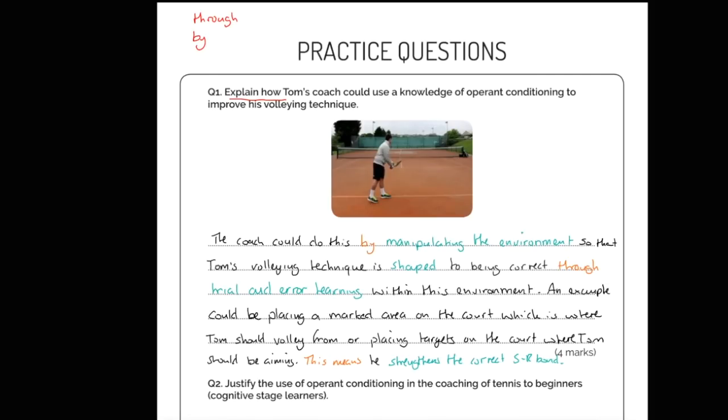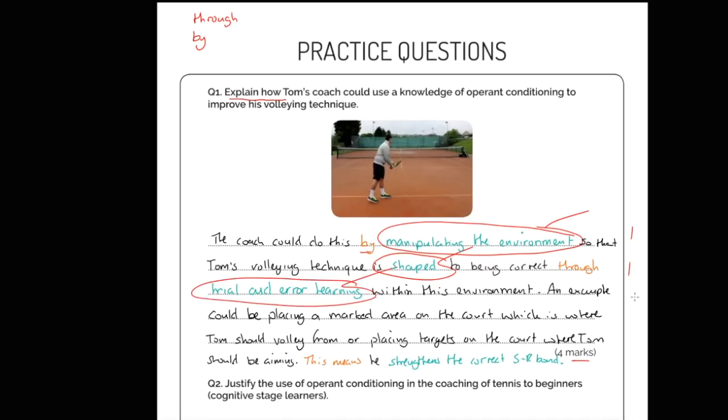So I'm assuming you've had a read of that, or if you're on the live stream, you haven't, and you just wait for me. But let's go through, explain how Tom's coach could use a knowledge of operant conditioning to improve his volleying technique. So the coach could do this by, and okay, I'm in explain how mode, manipulating the environment. There's one of our key pieces of language from operant conditioning. We're looking for 4, by the way. So that Tom's volleying technique is shaped, behavior shaping, to being correct through trial and error learning.